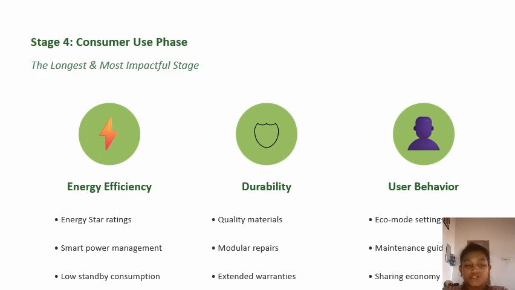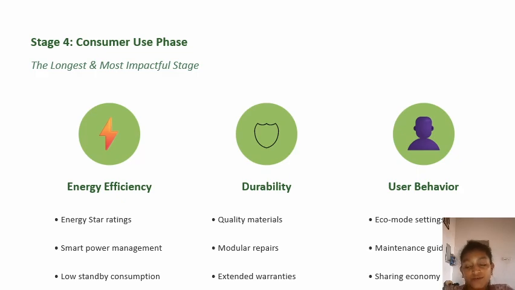First one, energy efficiency. This is meant by what kind of energy the product uses. For example, Energy Star rating, smart power management, low standby consumption. Then durability. Durability is meant by product life cycle. For example, quality materials of that product, modular repairs, extended warranties of the products.